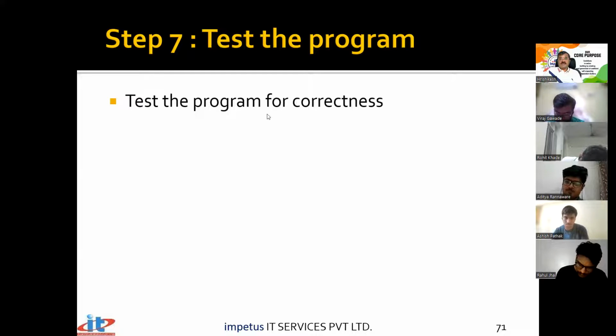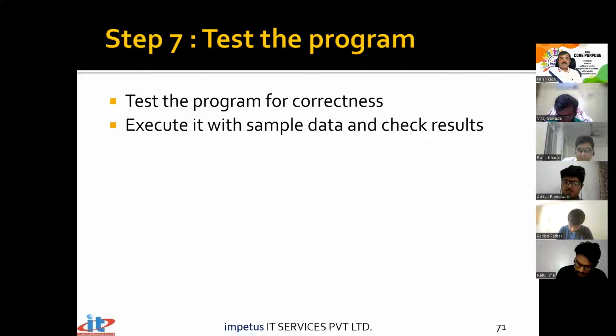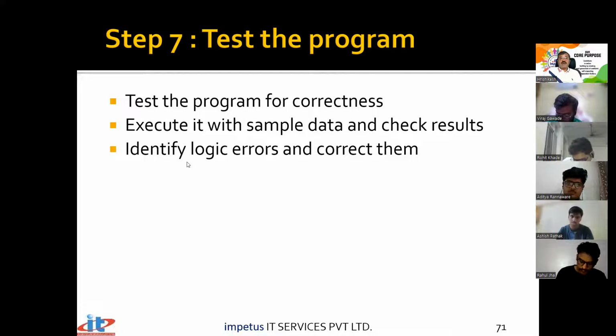Test the program for correctness, whether after translation, the code that we have written is achieving the same thing that we are planning to achieve. Execute it on the sample data and check the result. Remember, during the dry run, we had taken the sample data. Now take that sample data and see whether the code also gives you the expected answer. Identify logical errors and correct them. Logical errors are the most difficult because the program does not stop. It gives you an answer, sometimes correct and sometimes wrong.